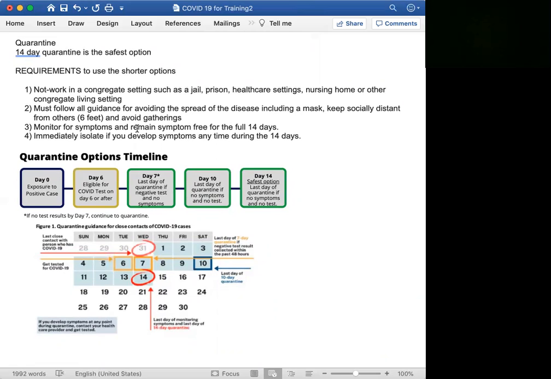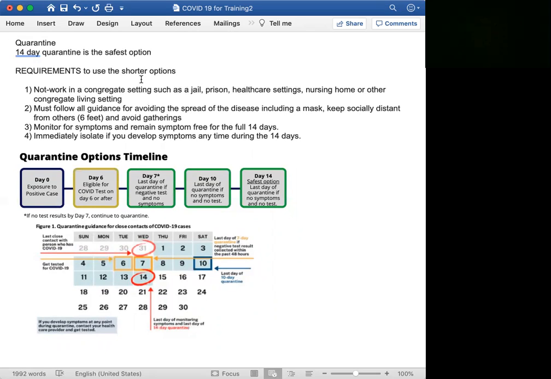You must not be working in a congregate setting such as jail, prison, healthcare settings, nursing home, or other settings with vulnerable individuals. You would want to avoid using these quarantine periods for return to work. You could still use the shorter time periods for outside of work, but you need to talk with your employer. There are different requirements for different settings, and they will be able to guide you through returning to work.